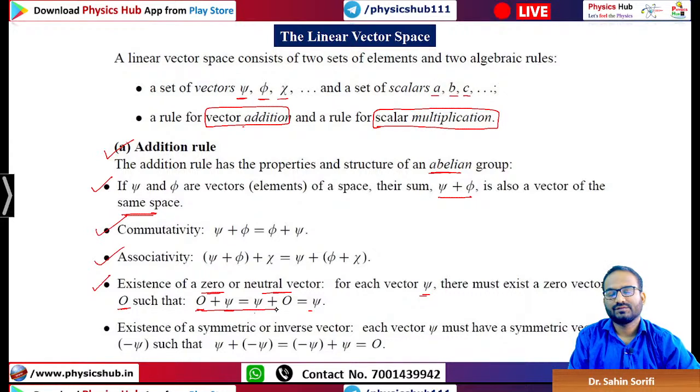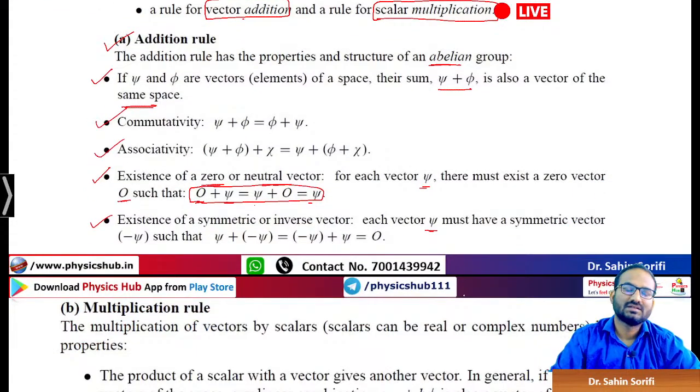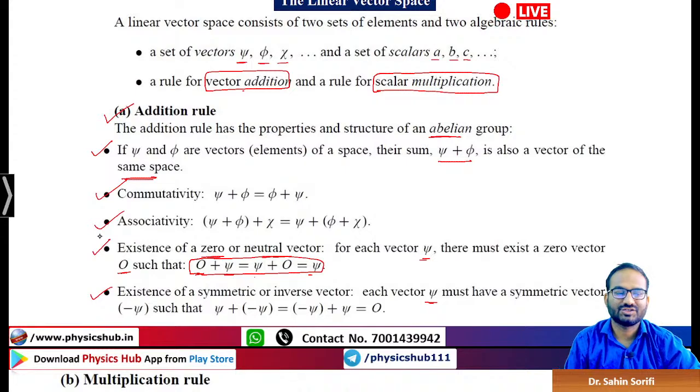So this is a very important property. The next property is the existence of a symmetric or inverse vector. So each vector psi must have a symmetric vector minus psi such that psi plus minus psi is equal to minus psi plus psi is equal to 0. So these are 5 rules which come under vector addition.